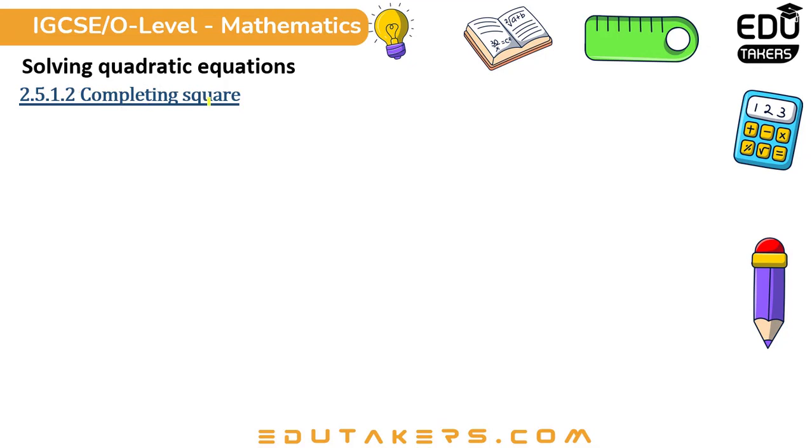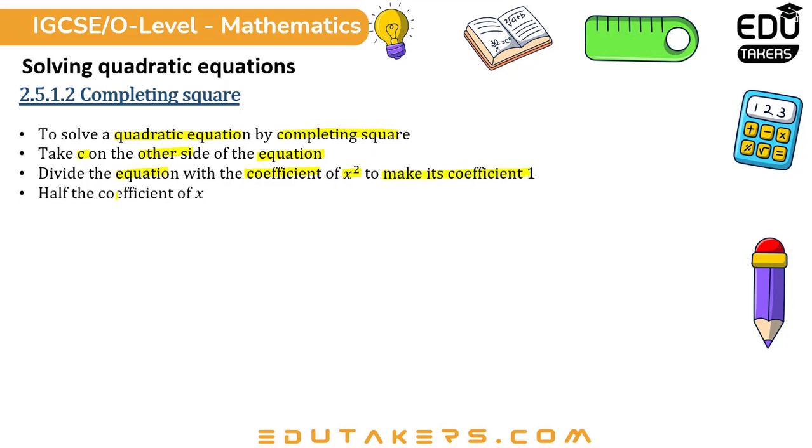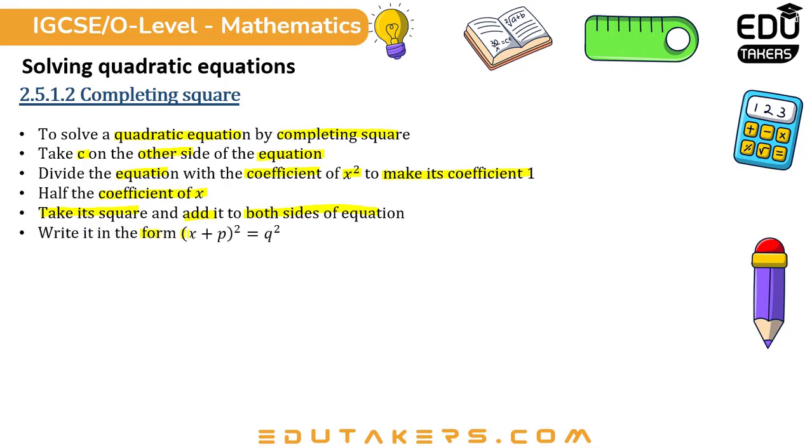Next topic is completing square. To solve a quadratic equation by completing square, take c on the other side of the equation. Divide the equation with the coefficient of x square to make its coefficient 1. Half the coefficient of x. Take its square and add it to both sides of equation. Write it in the form x plus b whole square equals q square. Then take square root on both sides to have roots.